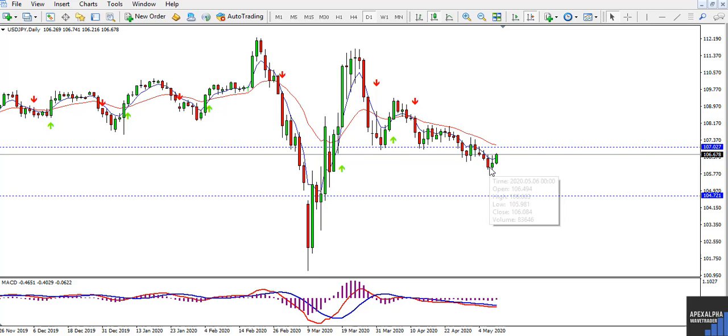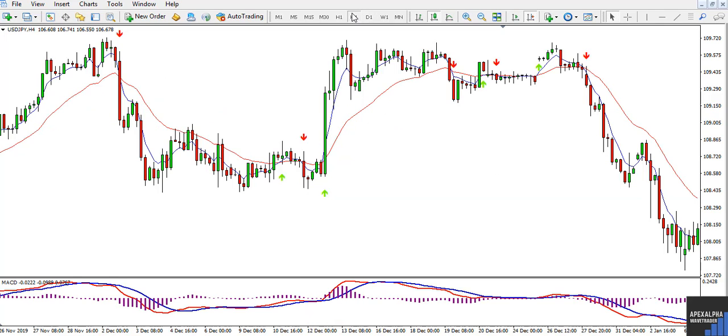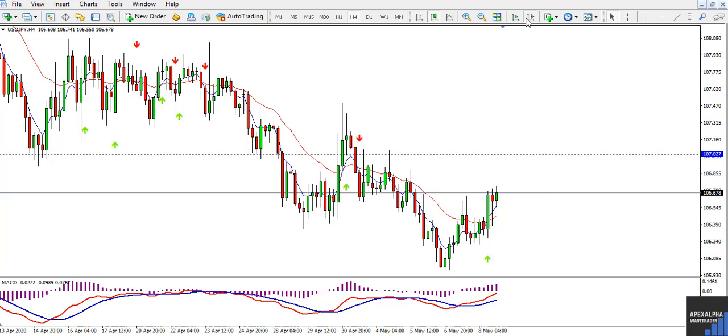On the daily chart, you can see that the market bounced off of this region here, which is probably a minor area of support. So overall trend is still down on the USD JPY, but right now we seem to be in a rally. If we go to the 4-hour chart, this is what's going on. You can see we have a positive divergence situation here, and we have a beautiful wave bottom situation.